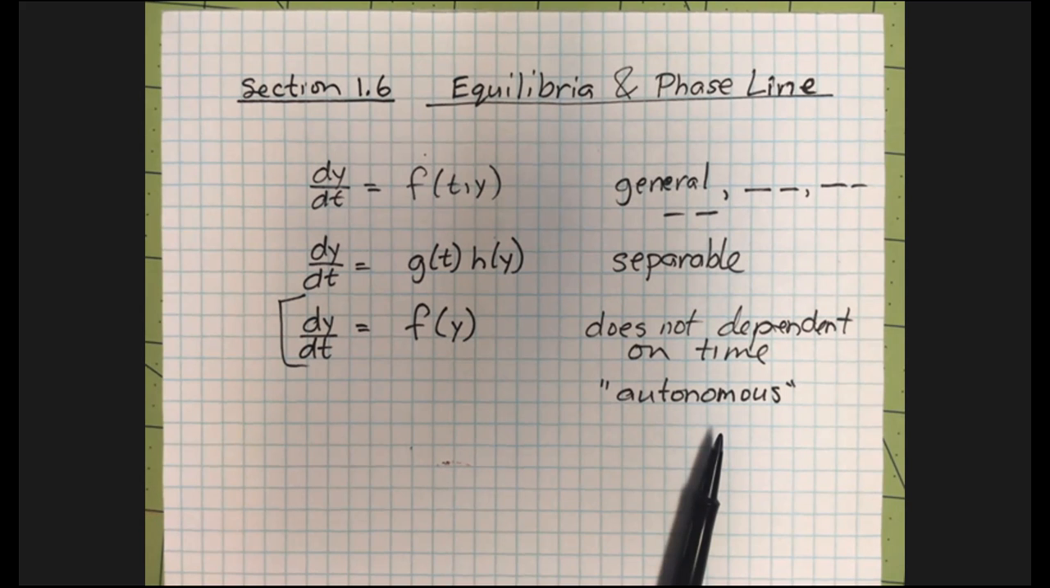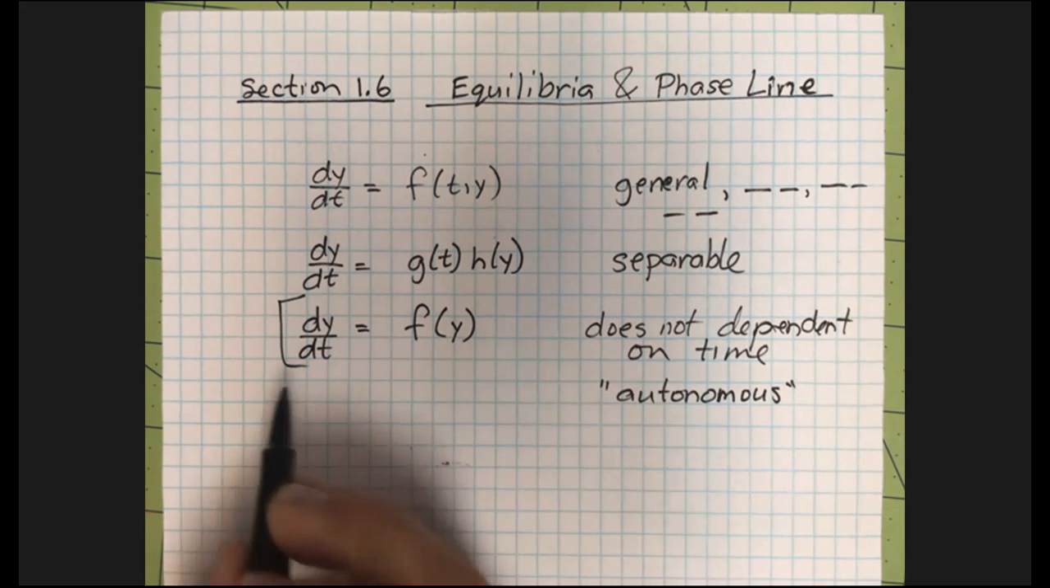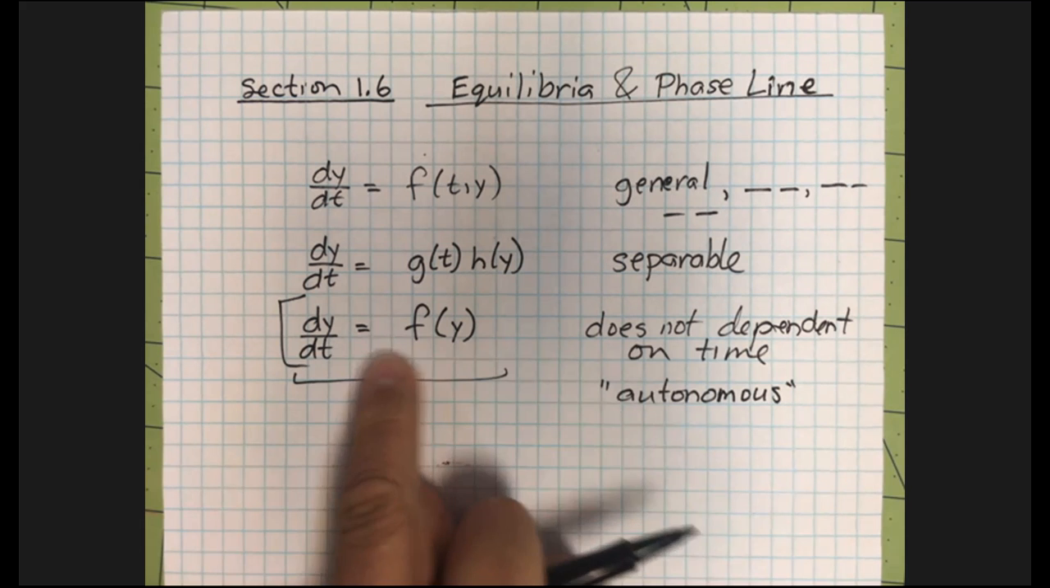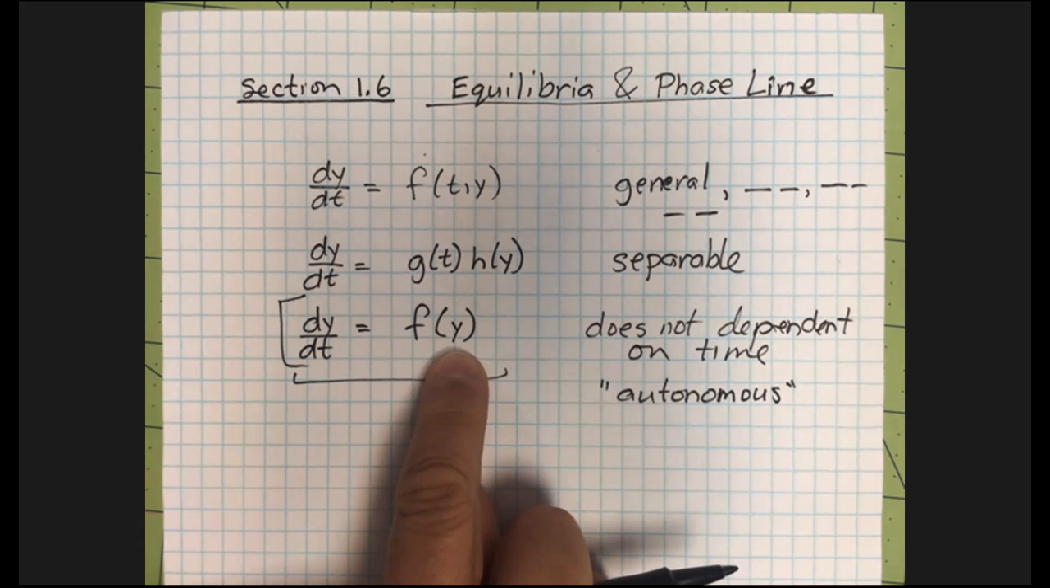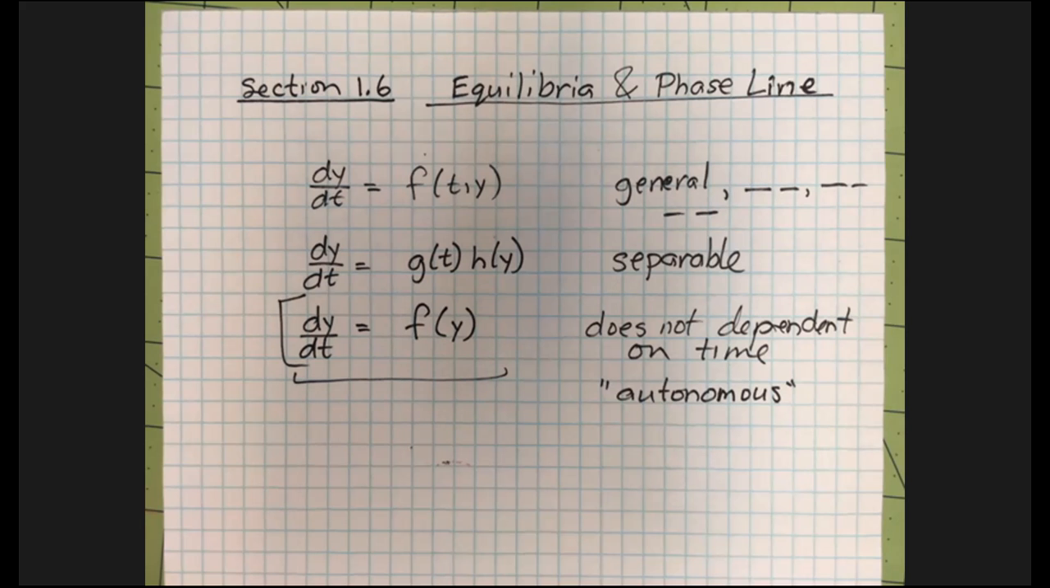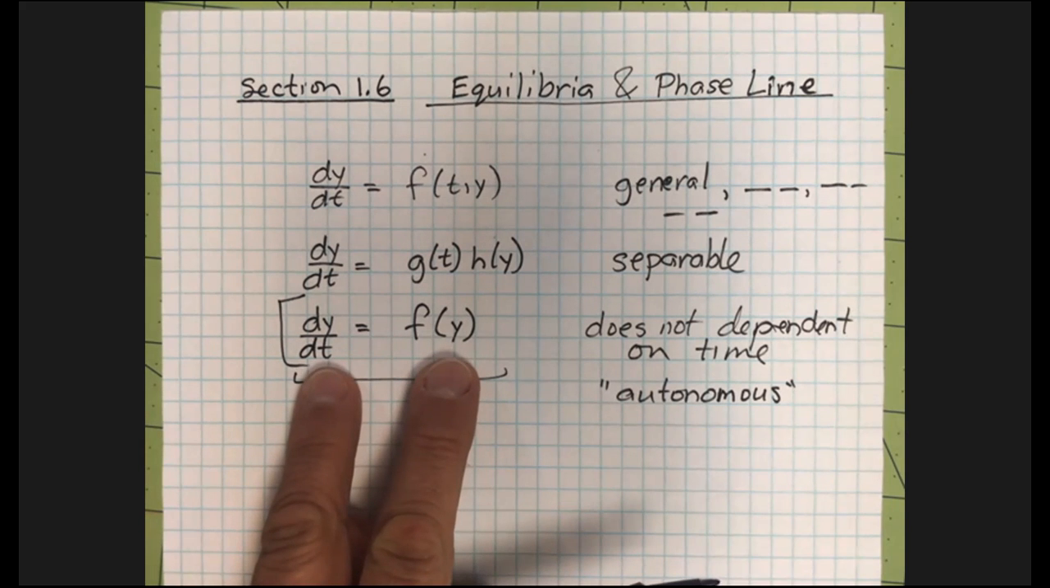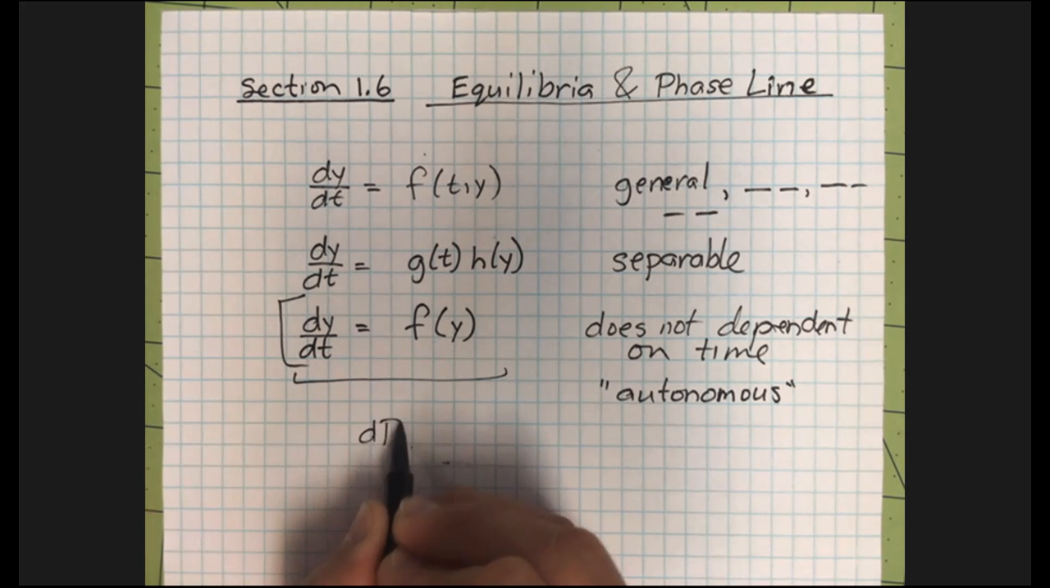In this context, autonomous means not dependent on time, does not depend on time. And these equations right here have some special qualities that are valuable to us. And in fact, they're plentiful. If they were easy to solve, but very rare, they wouldn't mean anything to us because I don't see them very often. But these are actually easier to solve and evaluate qualitatively, and they're common. Let me give you an example.